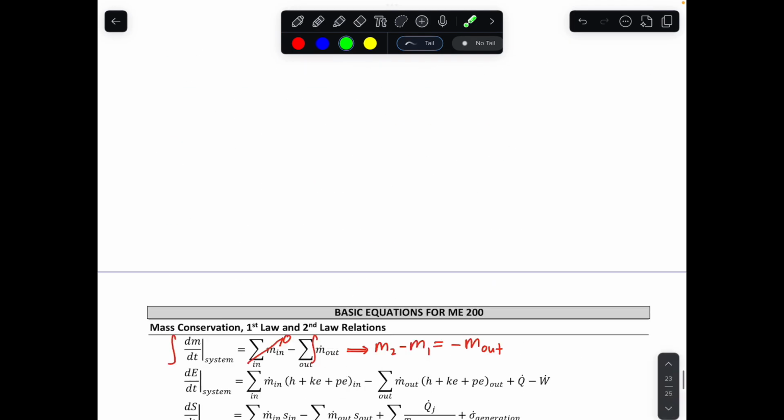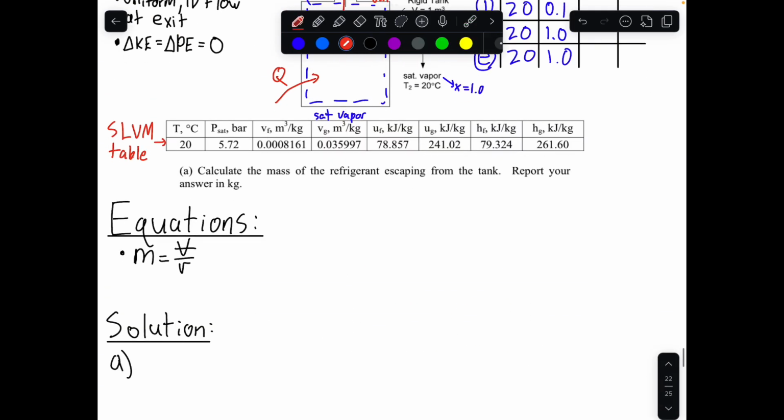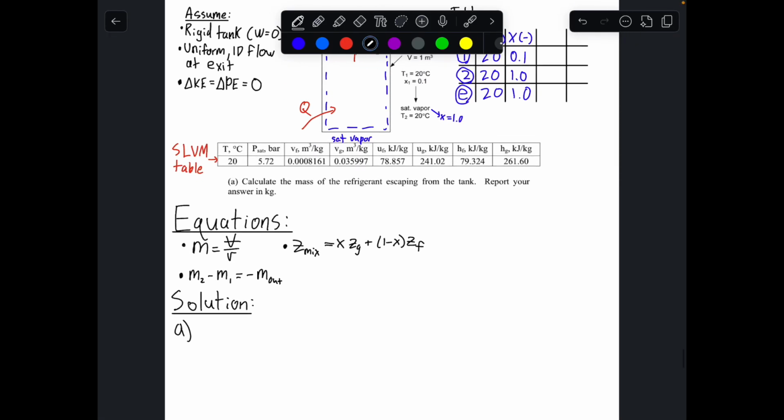So I will go up and write those in our equation section. So we have our first law tells us that m2 minus m1 should be equal to a negative m out. And then we also have Z, well, I'll write Z at a mixed state is equal to x zg plus 1 minus x times zf. And those are the only equations that we need.